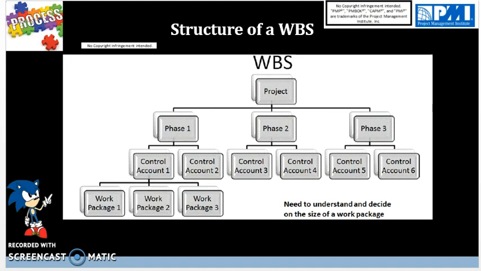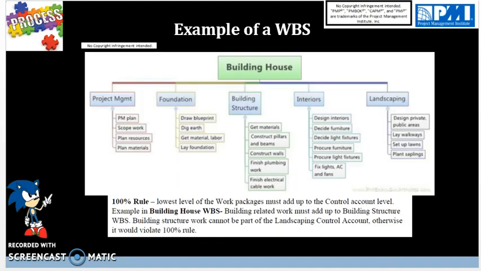So an example of a WBS is shown here of building a house. We can break the building house project into different control accounts. This can be project management, the foundation of the house, the building structure, interior of the house, and landscaping. Below that, we have the work packages. For project management, we have to create the project management plan, scope the work, plan resources, and plan materials. For foundation, we draw the blueprint, dig earth, get material and labor, and lay the foundation.